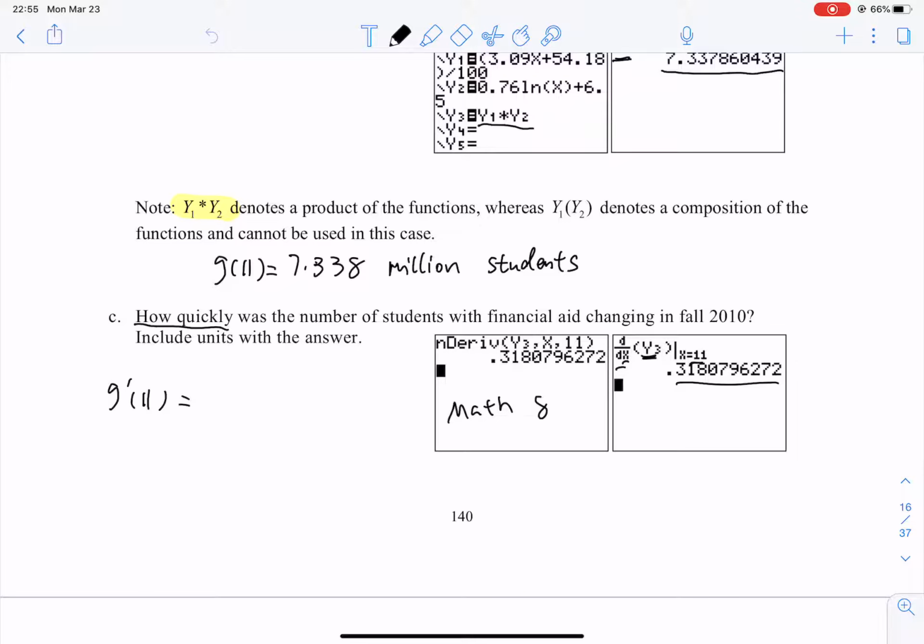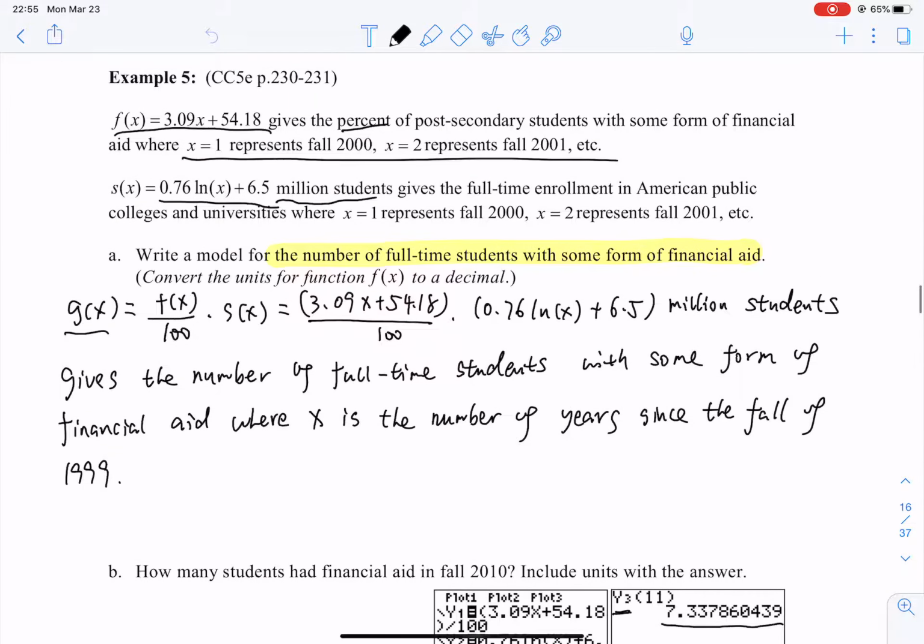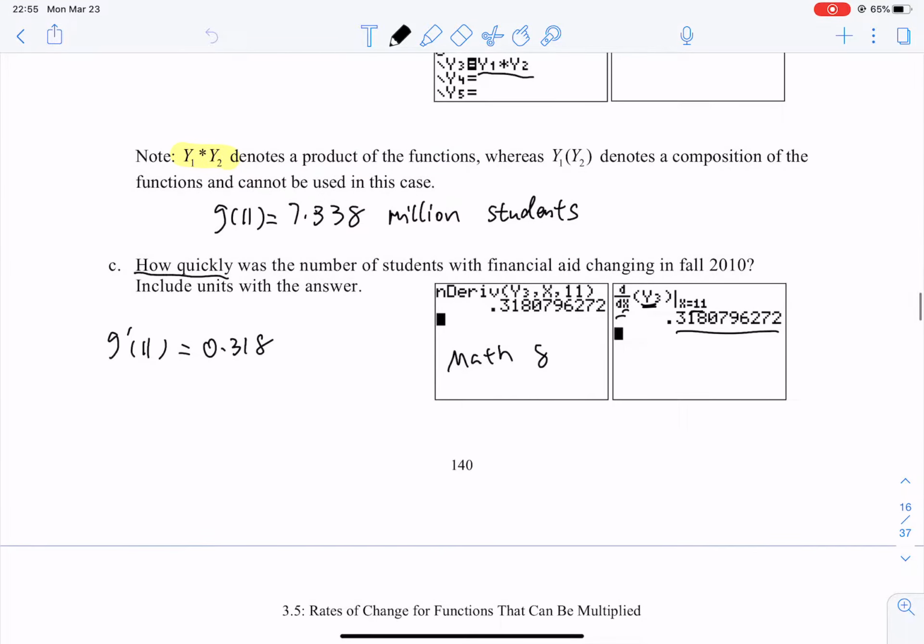So the number is just 0.318. And the unit is output unit per input unit. Output unit is just million students. Input unit is years. So million students per year.